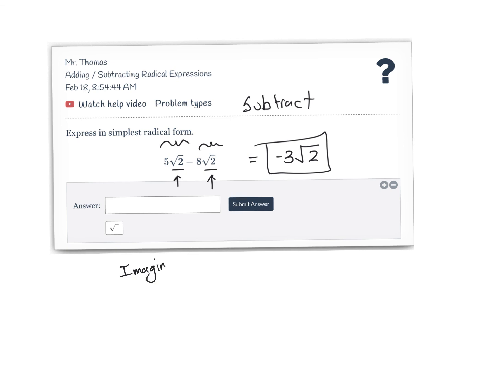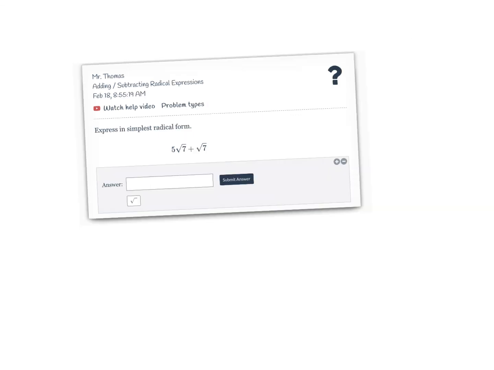Imagine 5a minus 8a. We'd say it's negative 3a, right? So that's the same thing that's happening up here, because we're familiar with this stuff, like terms. It's exactly what's happening with the radical.